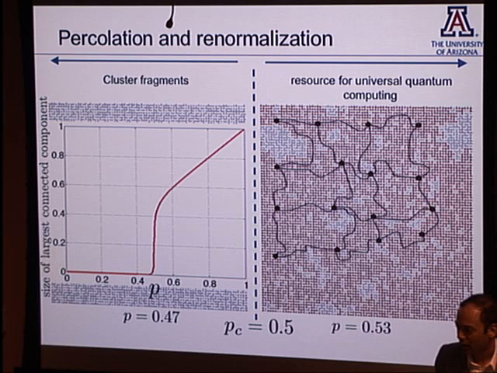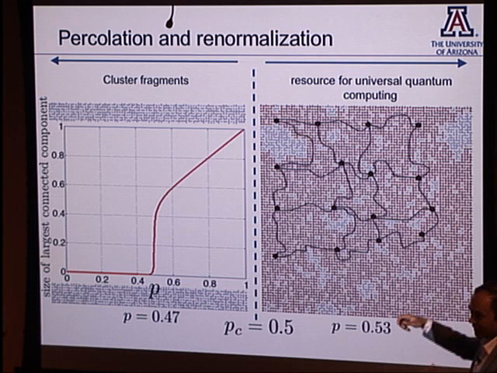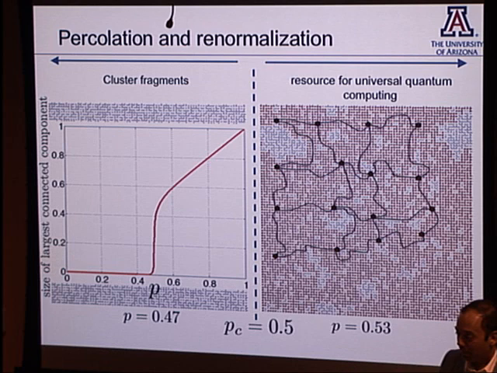You can probably already see why this is relevant for quantum computing, because I showed you that as long as I have that perfect square grid, I can embed a universal quantum algorithm in it. But in the physical layer, what actually exists is this randomly connected photonic state.